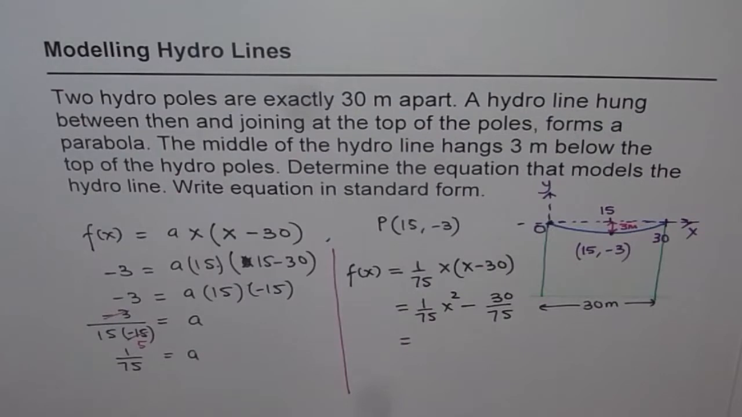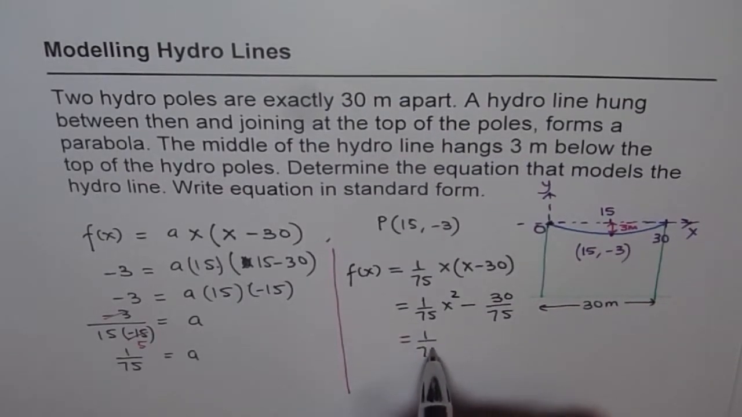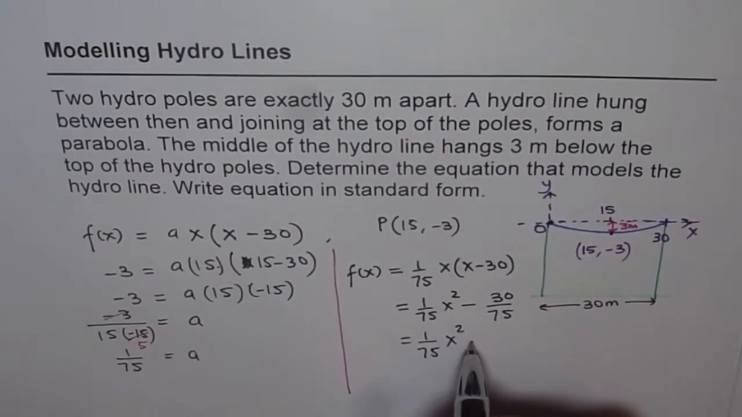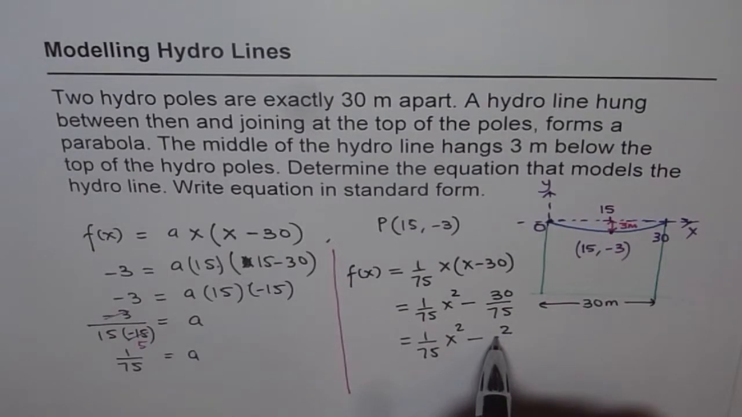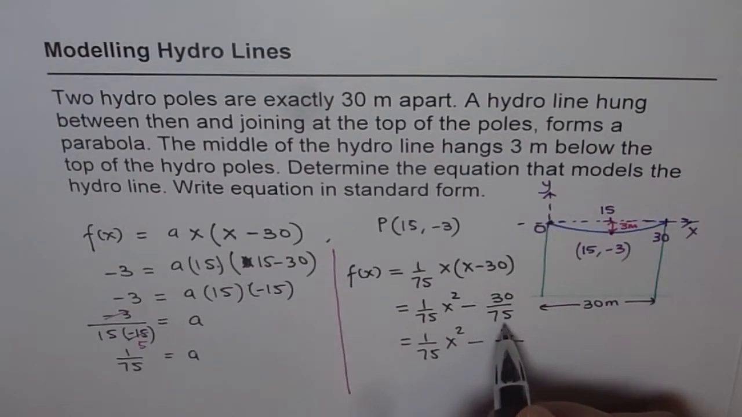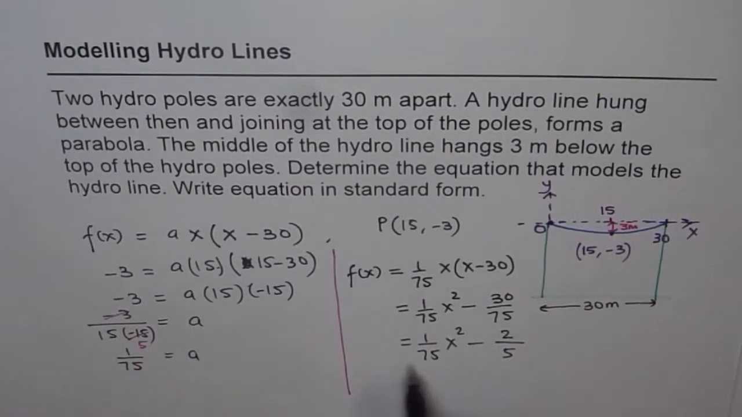Now that could be simplified, written in decimals also if you want. So if you write in decimals, 1 divided by 75 is equal to 0.0133. Let's write this as fractions itself, 1 over 75 x squared, and let's simplify this. So we can divide this by 15, right? So if I divide by 15, I get 2 over 5 for the second term, and 75 stays. So that becomes our equation in standard form, right? So that is our answer.